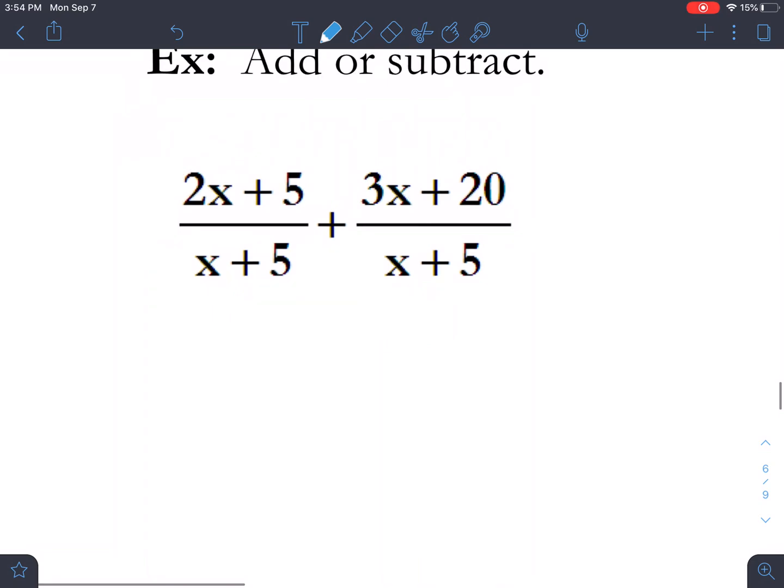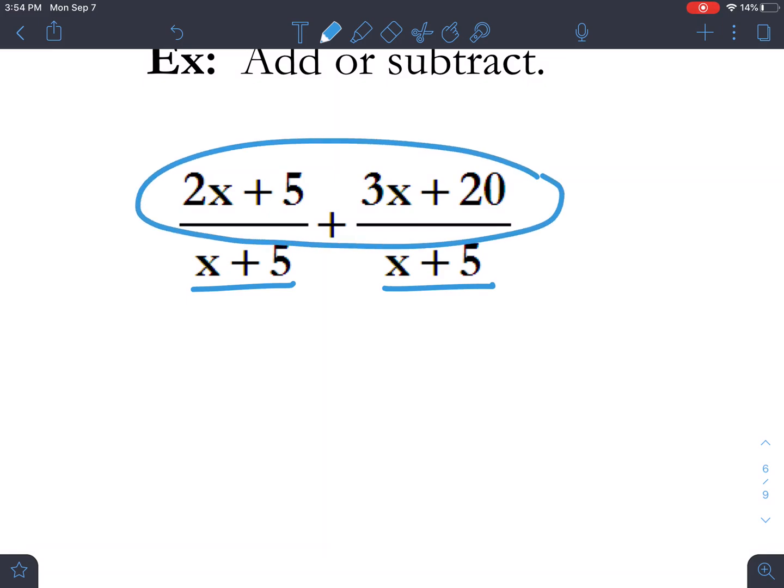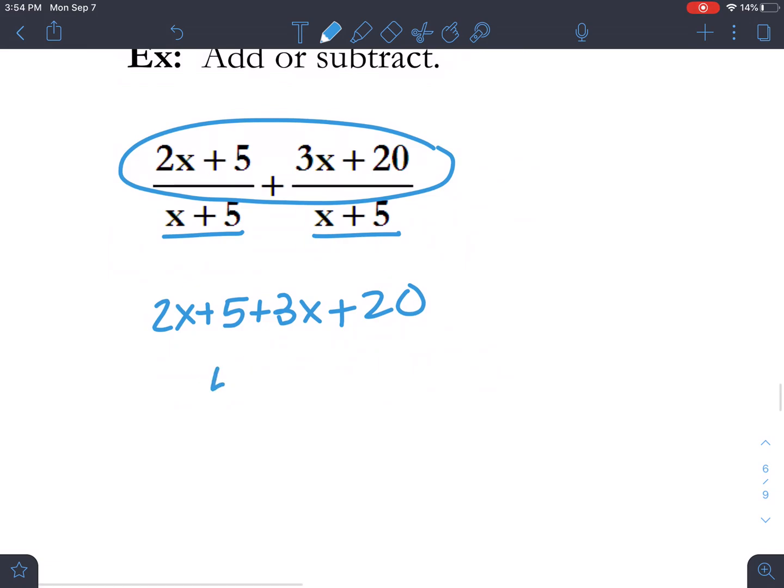Okay, first of all, we look at those denominators. We have x plus 5 and x plus 5. So we should be extremely excited because now we know we can add these fractions together. We don't have to do any work right now. I'm going to add 2x plus 5 plus 3x plus 20. That gives me 5x plus 25. Okay, you'll notice I first add up the numerators and then I throw that denominator back in.